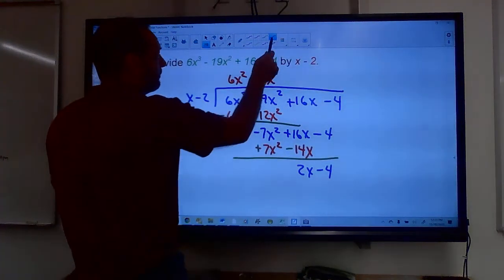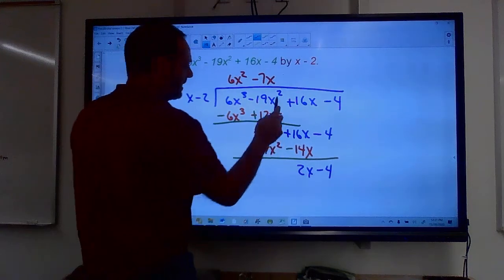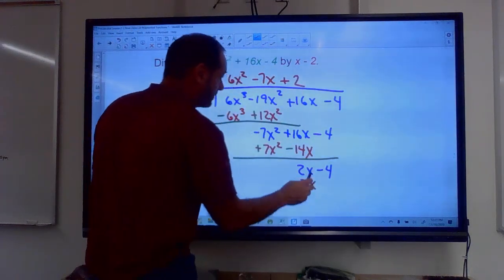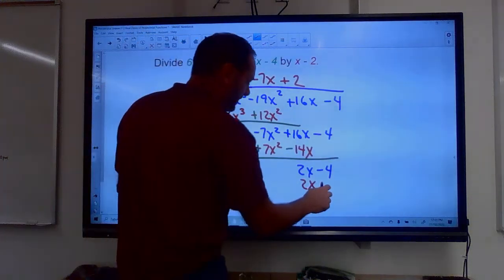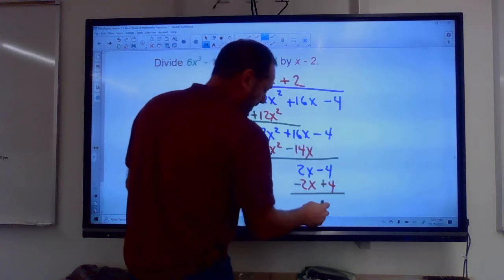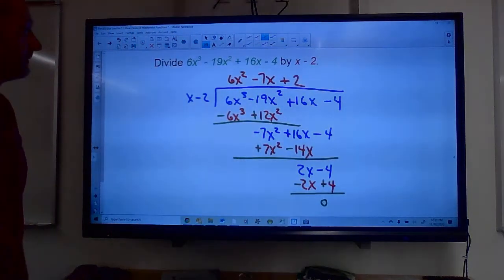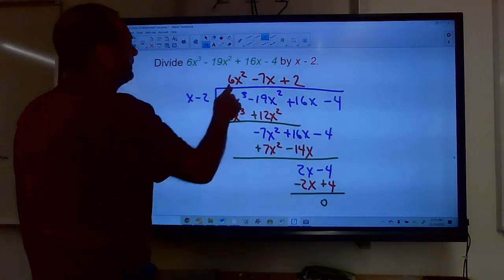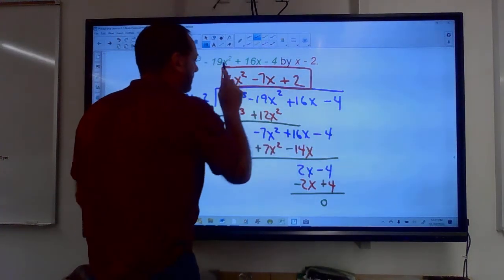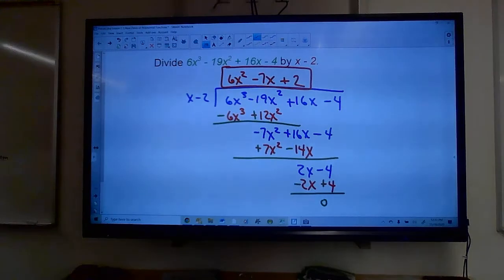Then I ask myself, what do I multiply x by to get 2x? And that would be 2. 2 times x is 2x. 2 times negative 2 is negative 4. Again, I subtract that, and I get 0. So this divided in evenly. Okay, so here's my answer right here. Piece of cake, just like long division.